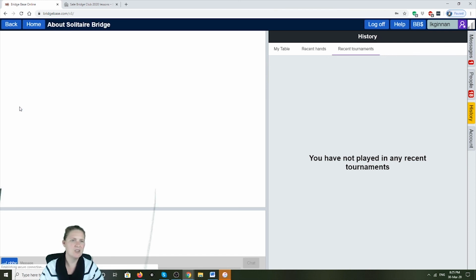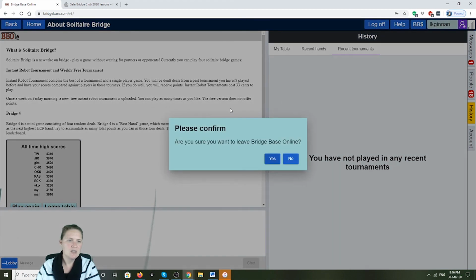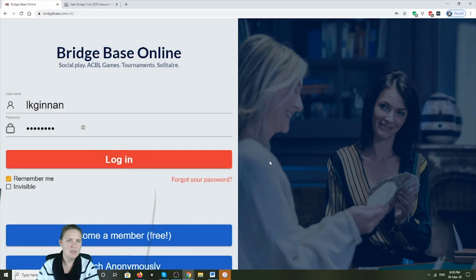Other than that, you can explore those areas. About solitaire bridge, there is some information about it. Personally, I don't find the BBO help files particularly useful, but you might. Whenever we want to get out of Bridge Base Online, we can just click on log off, and you've always got to say that you're happy to do that. And it'll bring you back to this page.